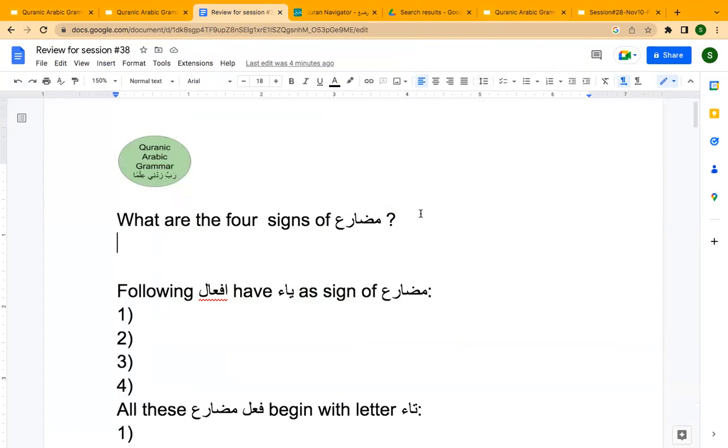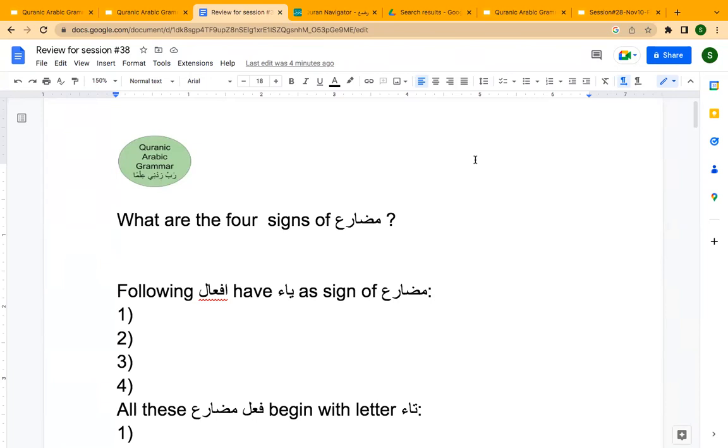So my first question of today's review is, what are the 4 signs of Mudare? Alif, yes, Alif. Or there is just a little correction. Hamza, if you call it Hamza, that is the right answer, because Alif is only there to stretch a sound. Remember that, okay? How Alif and Hamza are different. Hamza is always going to have a haraka, right? So keep that in mind.